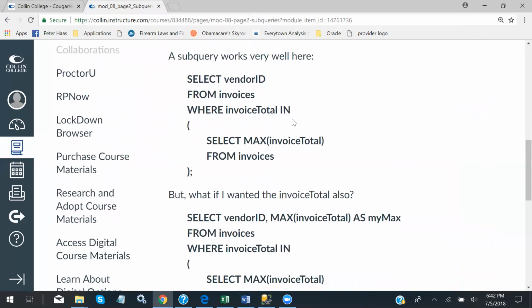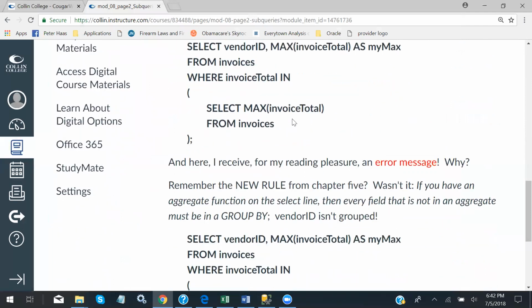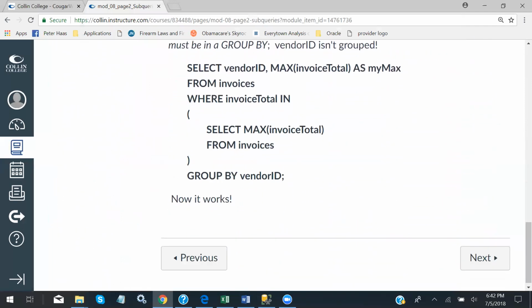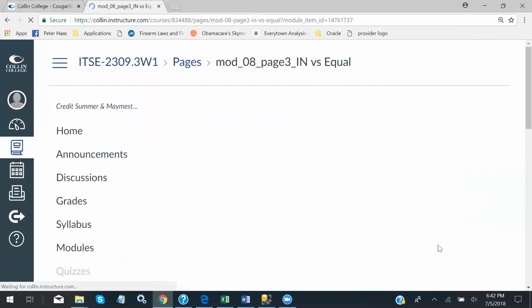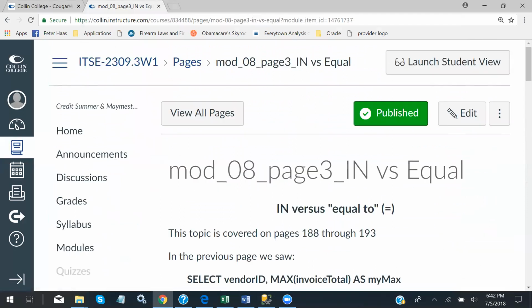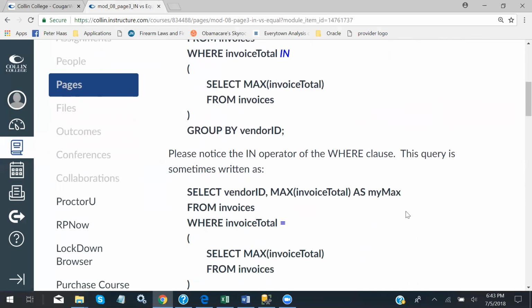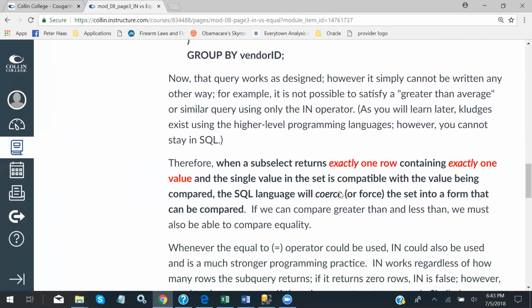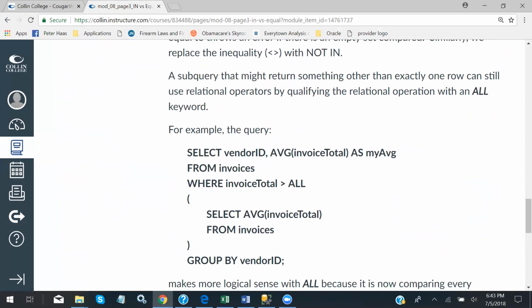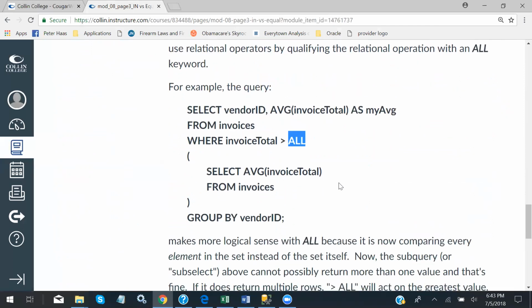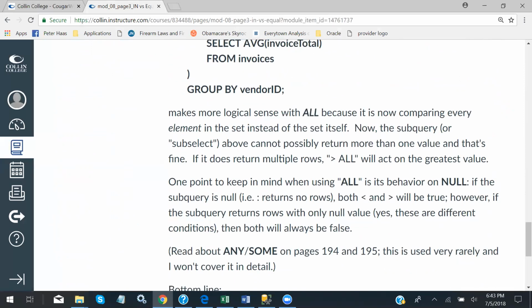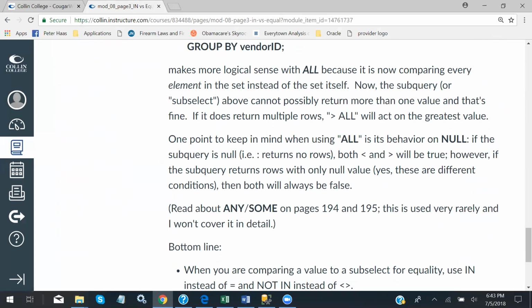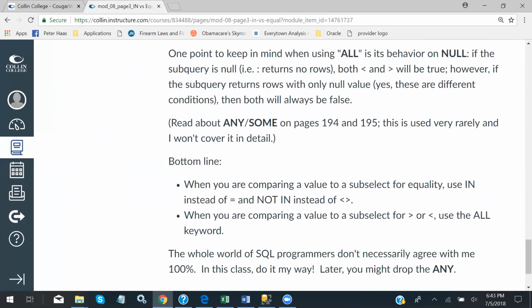Okay, let's see. That's my soapbox. Okay, page 3 is where I talk about in versus equal to. Here's the greater than, less than, and then I talk about the all. This is mentioned in the textbook. Okay, any and some are mentioned, but it's very rarely used.